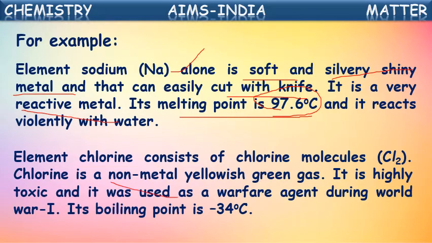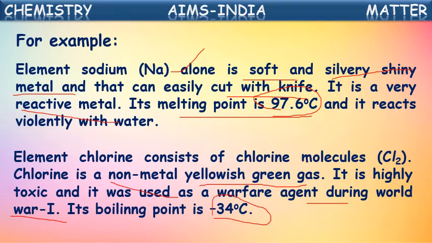Chlorine is a non-metal, yellowish green gas. It is highly toxic, and it was used as a warfare agent during World War I. Its boiling point is minus 34 degrees Celsius.